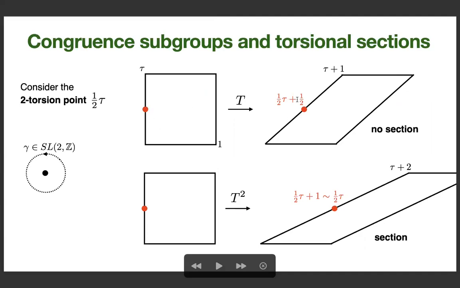This 1/2 tau will be mapped to 1/2 tau plus 1/2, right? So this is a problem. It doesn't come back to itself, so the torsional section would be destroyed. However, instead, if I take T squared, then the 1/2 tau point will be mapped to 1/2 tau plus 1. And of course, we know that up to torus translations, the lattice of the torus, this is the same as 1/2 tau. So this SL(2,Z) transformation T would destroy the torsional sections, T squared would preserve the torsional section. And this, of course, can be done for all the elements of SL(2,Z).